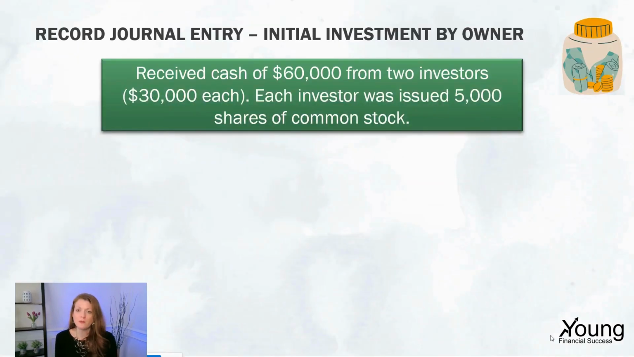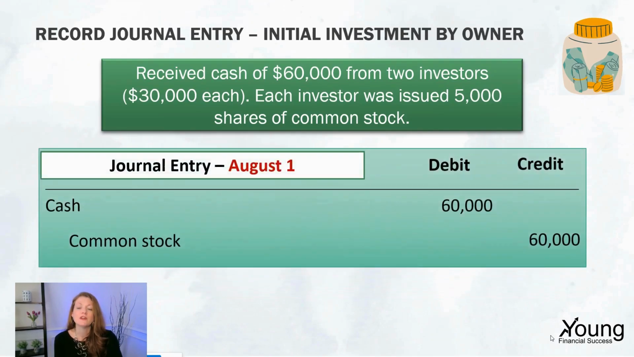So if this all happened at one time, you could break it out into different entries, two different ones for 30,000, but what we're going to do is just record one journal entry showing that we're getting cash of 60,000 and we are increasing common stock by 60,000. Now, it is important to know how many shares were issued because right now that means we have 10,000 shares issued, but we do not include that in the actual journal entry.